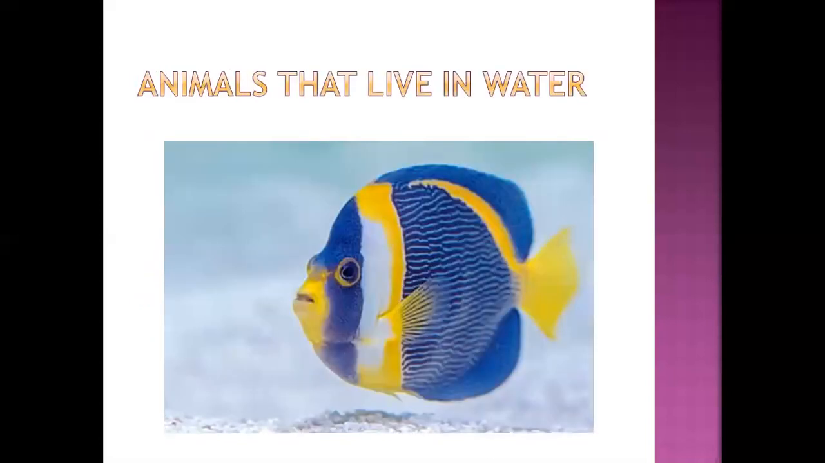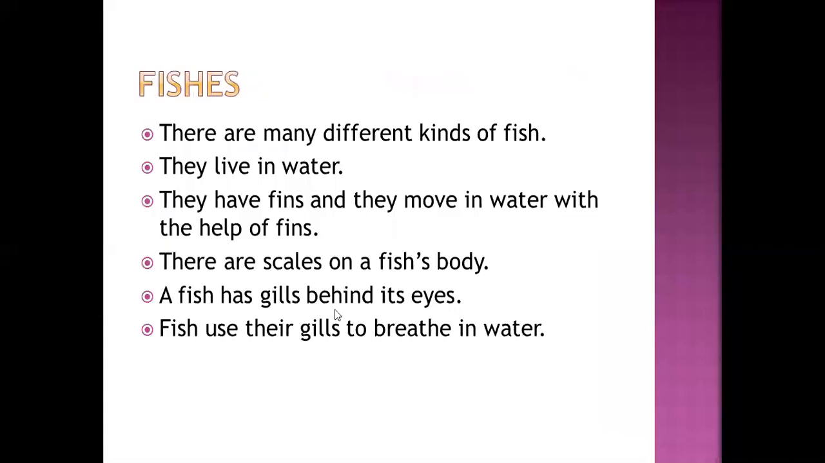So, if you see here, the fish has fins which help it to swim. The fish has eyes and the fish has gills which help to breathe in the water. And the fish lives in water, so it's a water animal.